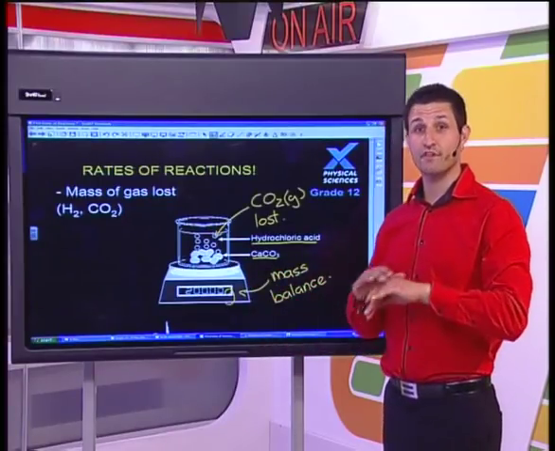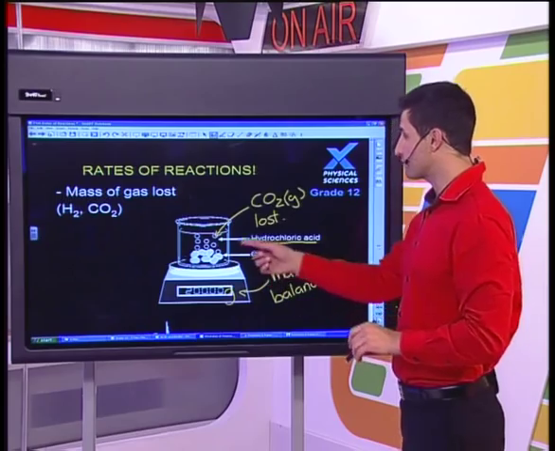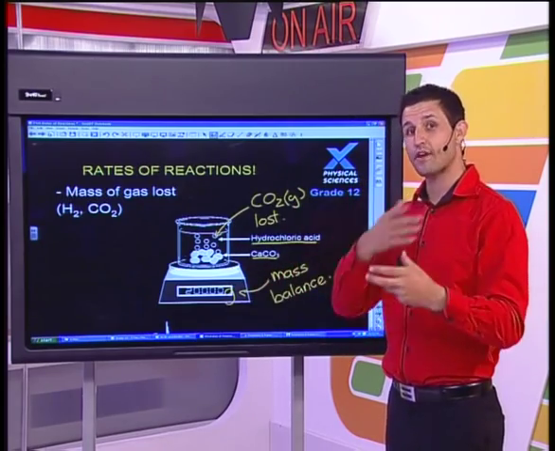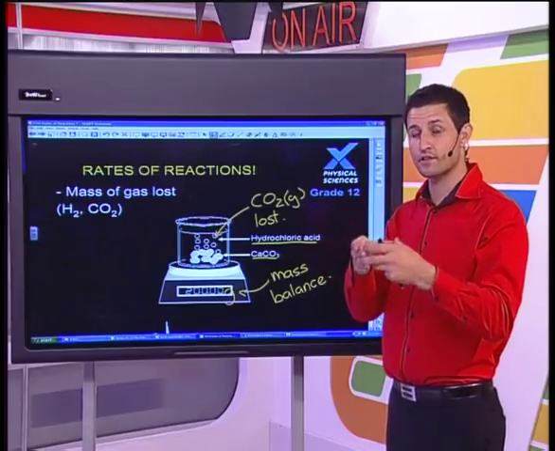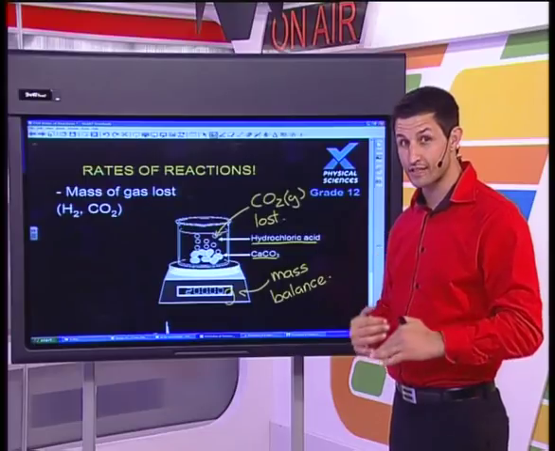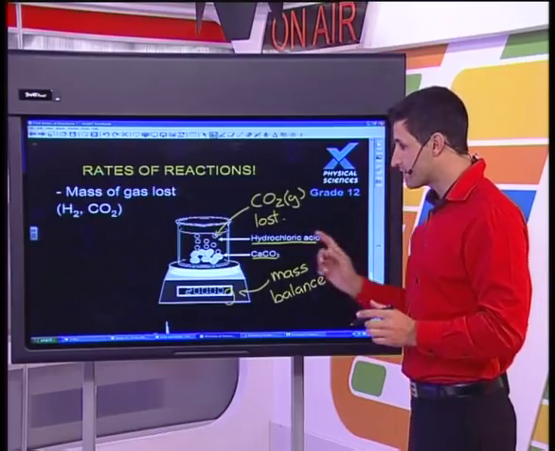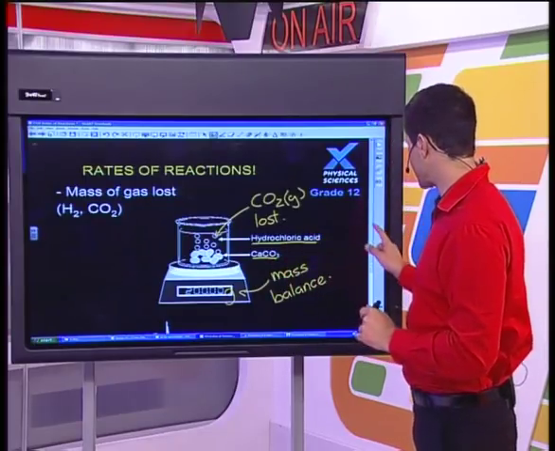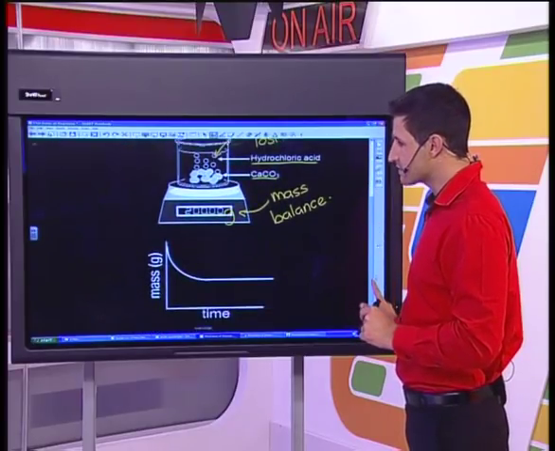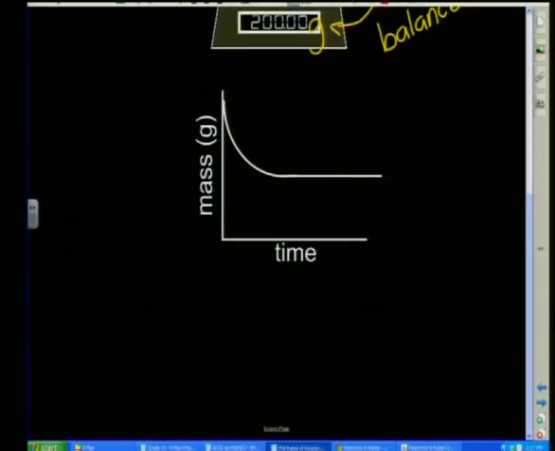At the beginning, I haven't lost anything. But what I'm going to find is that as I lose CO2 into the atmosphere, it's going to be carried away, and it's no longer resting on that mass balance. So this mass is going to decrease and decrease and decrease. Okay, this one is going to feature a little bit later, but let's hang on. Let's figure out what sort of graph I can expect here. This is a slightly different graph. I've plotted mass in grams versus time.